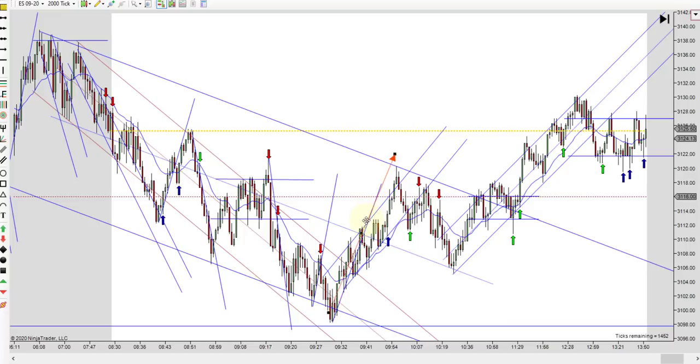We had one leg up, and then there's your second leg. Second leg up, and you can see we had almost a measured move.